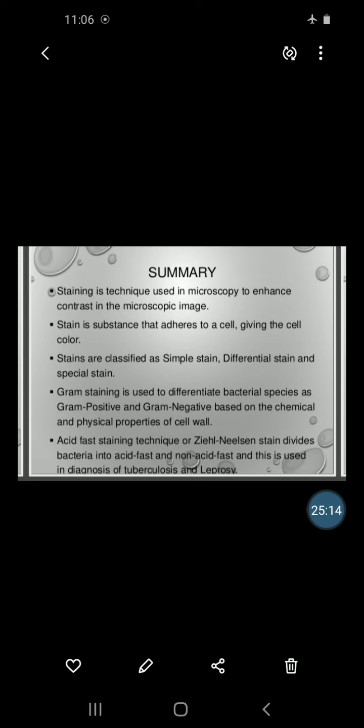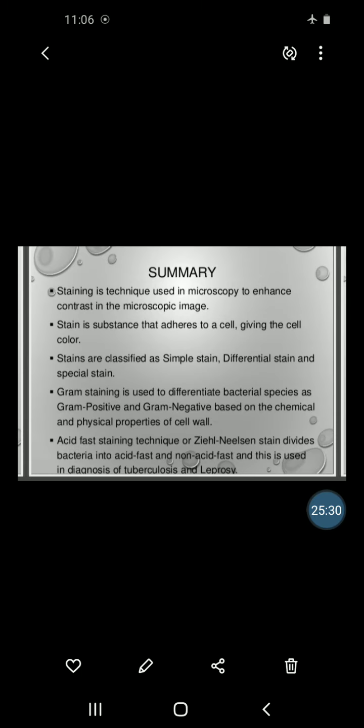Then acid fast staining, it is also called what? Ziehl-Neelsen staining. It divides the bacteria into acid fast and non-acid fast, and this is used in the diagnosis of tuberculosis and leprosy. This is the summary of these staining techniques. This is all about all the staining techniques. I will stop here.